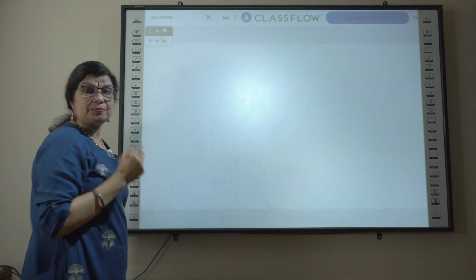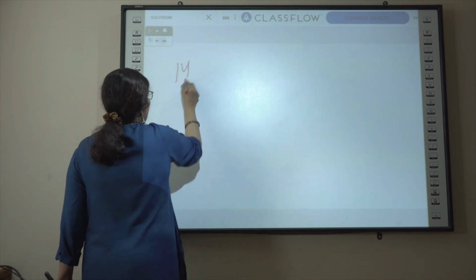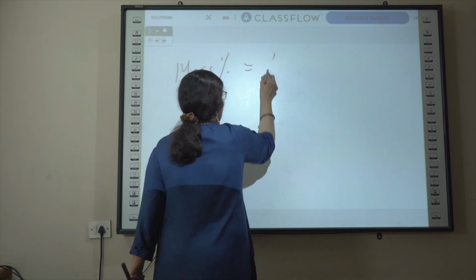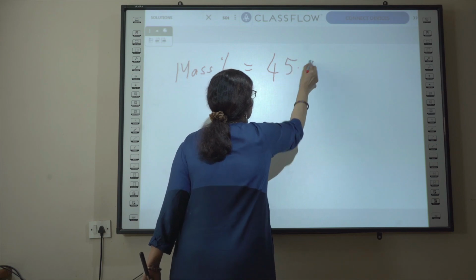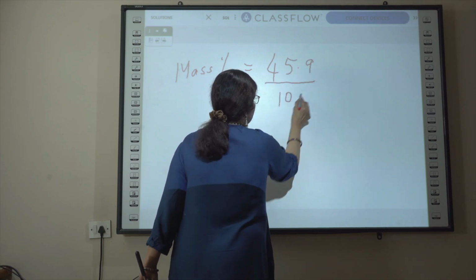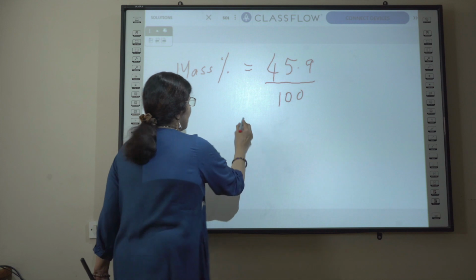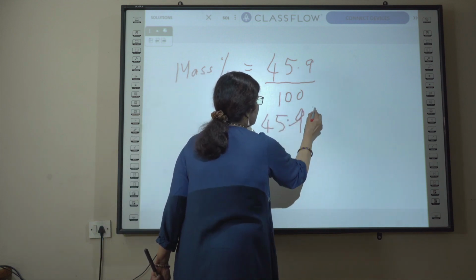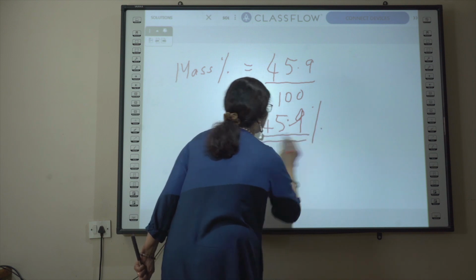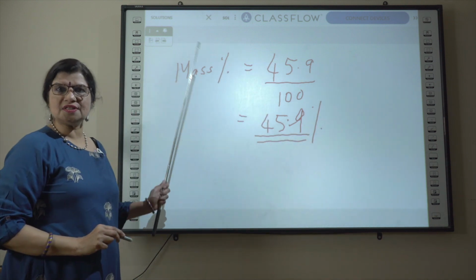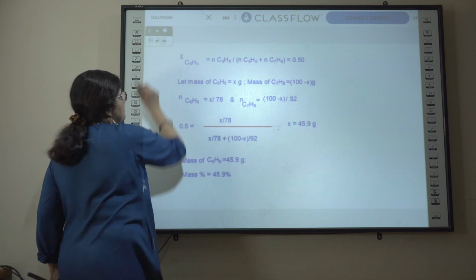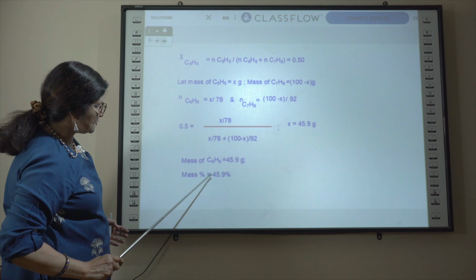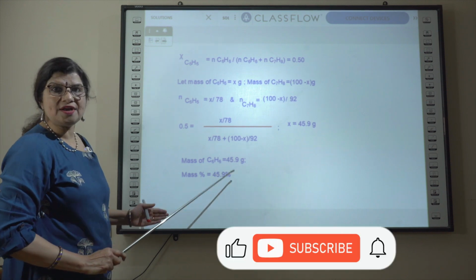So what is the mass percent of benzene? Mass percent of benzene therefore would be the mass of benzene, 45.9, by 100 grams of the solution, and that is equal to 45.9%. 45.9% will be the answer to this question. So all the steps have been neatly presented here, and you arrive at the mass percent of benzene as 45.9%.